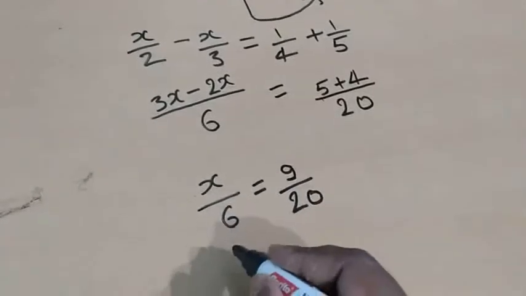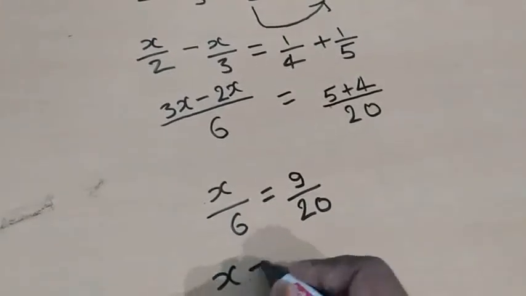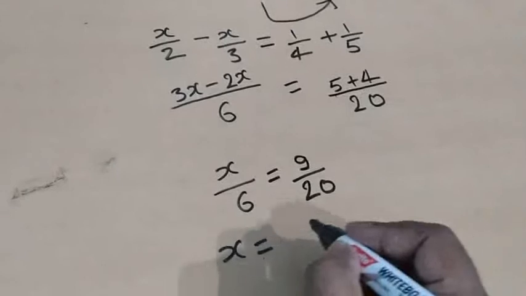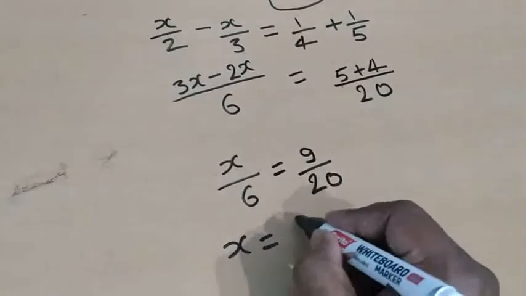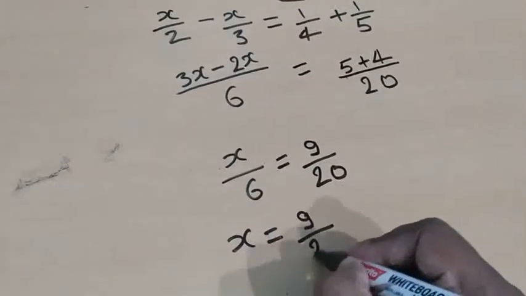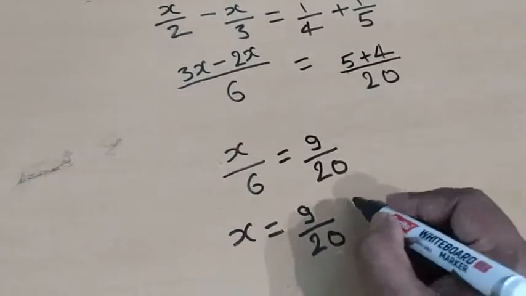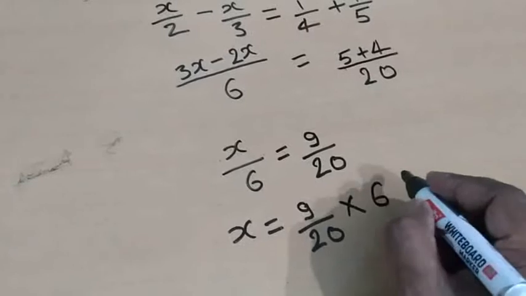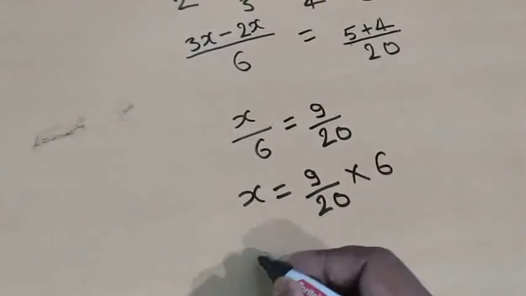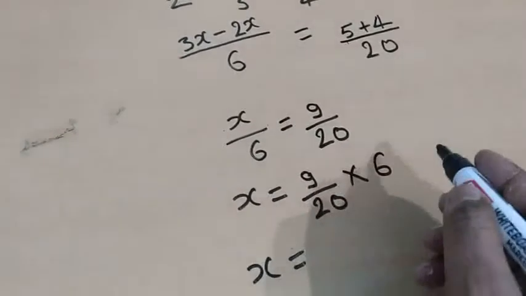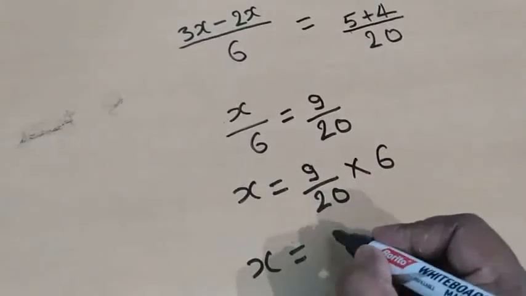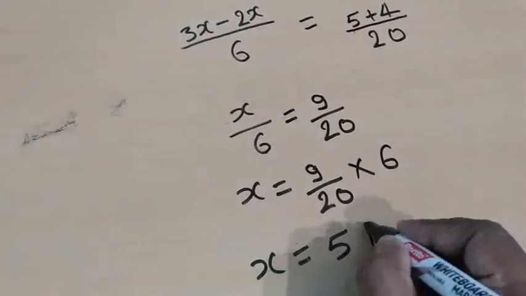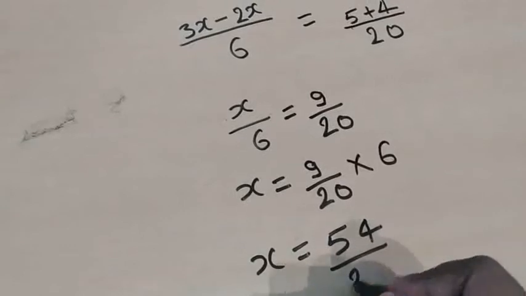So we obtain x is equal to 9 by 20 into 6. Okay, so x is equal to 9 sixes are 54 by 20.